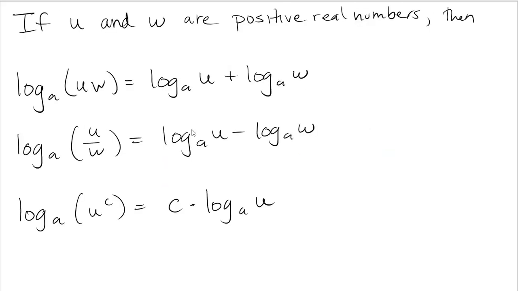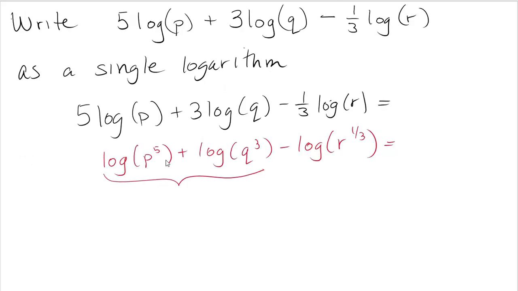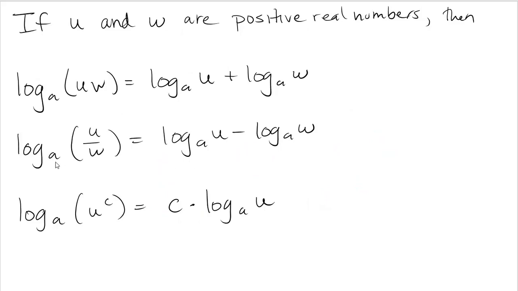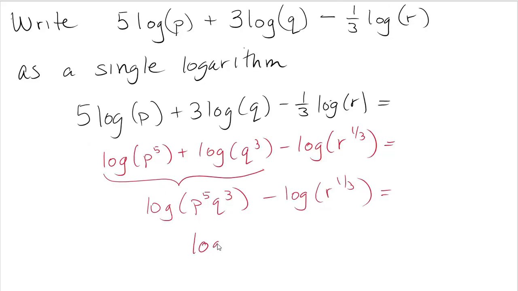We said that when we add two logarithms with the same base, you can consolidate them into a single logarithm by multiplying the inputs. So when I add these two logarithms together, I get the common log of p to the fifth times q cubed, and then we're subtracting the common log of r to the 1/3. Now we have one more consolidation to do. When we subtract two logarithms with the same base, we can consolidate them into a single logarithm by dividing the inputs. And so we can write this as the common log of p to the fifth q cubed divided by, I would leave it as r to the 1/3.